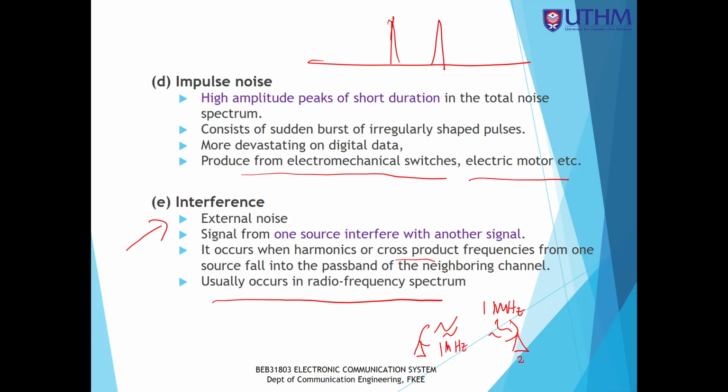The receiver will be unable to differentiate this kind of signal, whether this is from source number 1 or source number 2. And the received signal will be corrupted. Okay, so kira dia punya signal yang diterima itu akan jadi rosak kerana receiver tidak dapat untuk menukar ataupun untuk differentiate this kind of signals. So you dapat output yang rosak. So you tak dapat nak produce the exact quality of the output.